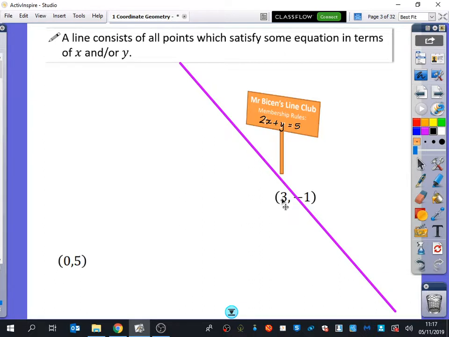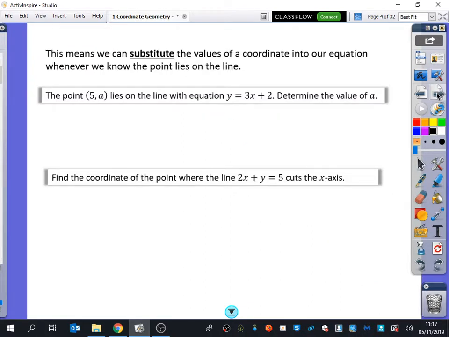And what about the 0 and the 5 one? Yeah, that's obviously going to belong on it, because 2 times 0 plus 5 does belong on the line. Again, it probably seems like I'm labouring the point here, but if it makes the equality true, then these things actually do live on that line, which means that they are coordinates that are on it. So what this really means is that we can substitute the values of a coordinate into our equation whenever we know the point lies on the line.